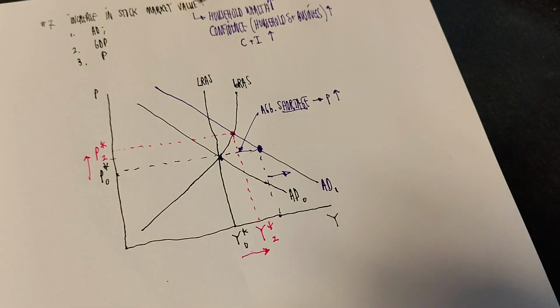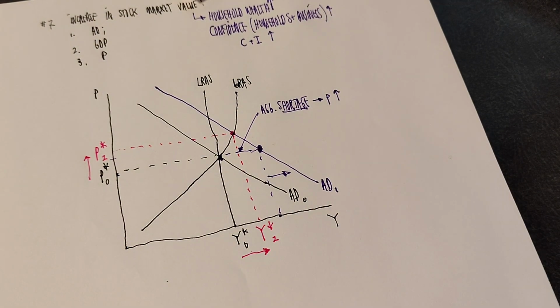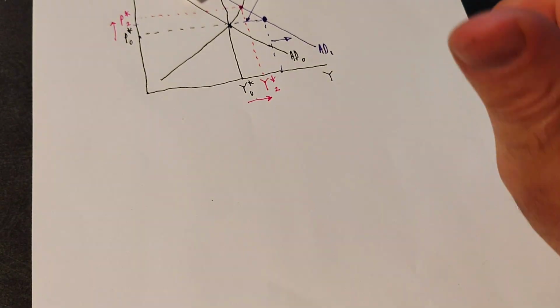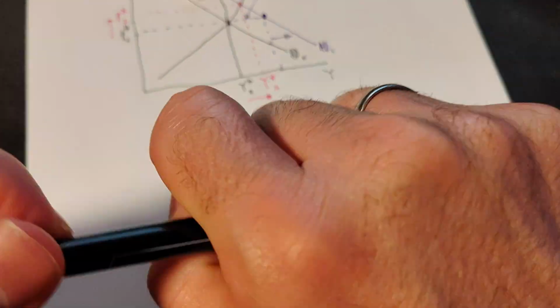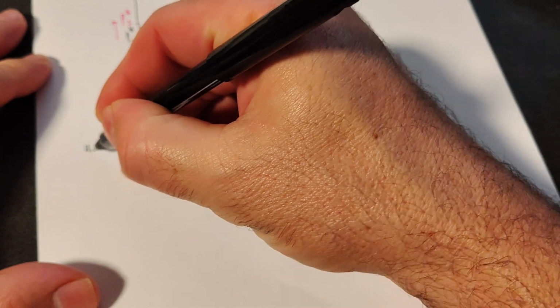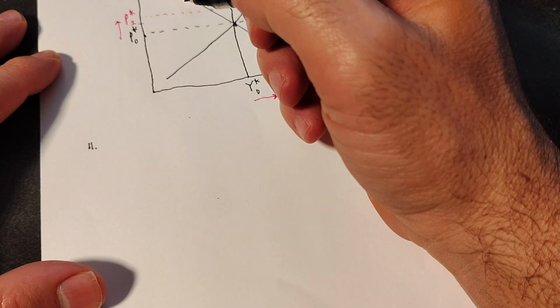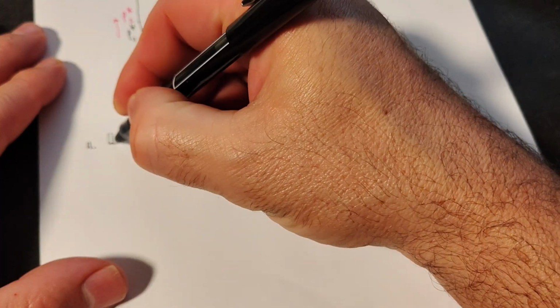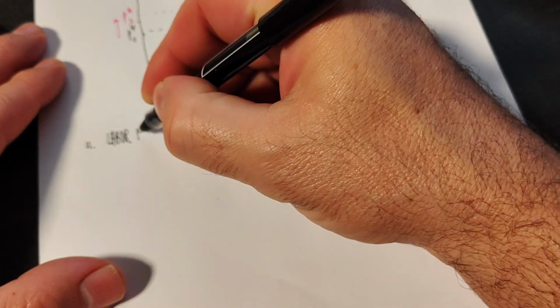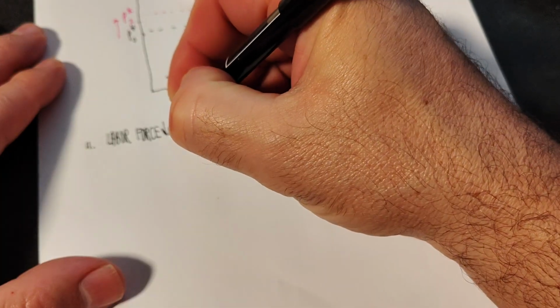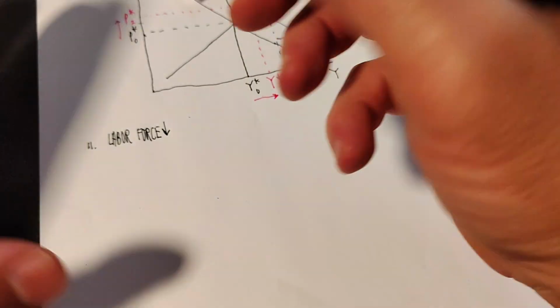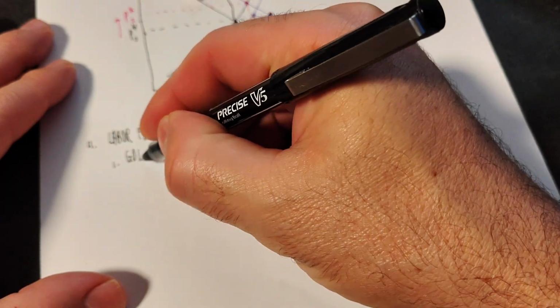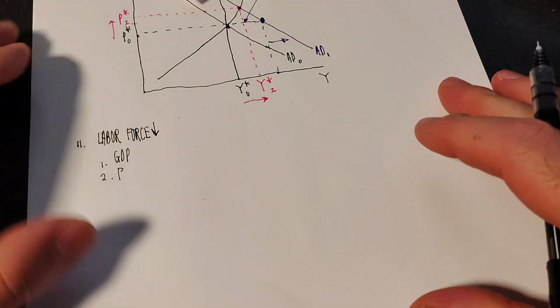Okay, let's choose another problem to do as an example. Let's look at number 11. Now 11 is a little tricky. Number 11 says, what impact would a decrease in the size of the labor force have on GDP? So labor force falls. And we want to know what happens to GDP and what happens to the price level.